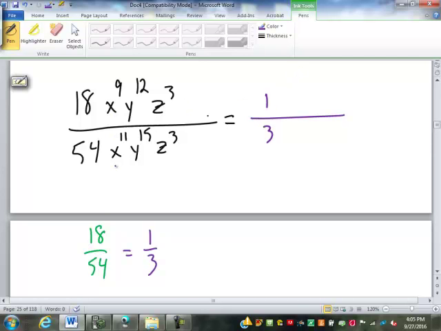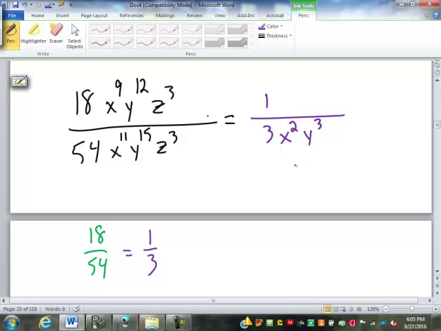What happens with x? On bottom, the larger power is on bottom. So it's going to be x to the 2, because 11 minus 9 is 2. How about y? Y to the third on bottom. 15 minus 12 is 3. 15 was bigger, so it goes on bottom.